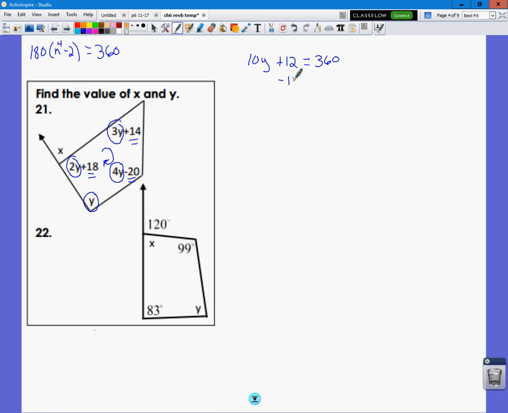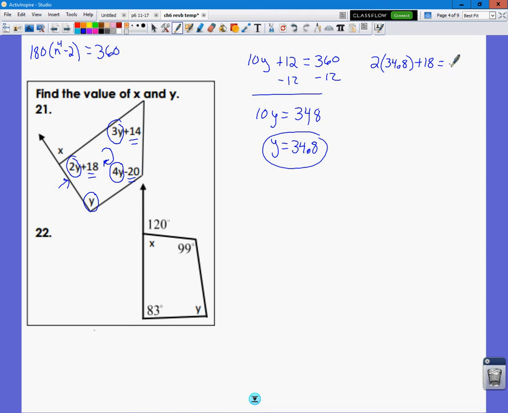If I subtract 12 from both sides then, I have 10y is equal to 348. And when I divide by 10, I get y equals 34.8. Again, there's nothing wrong with getting a decimal for y. I come over here and I plug that in. So really what I'm taking is 2 times 34.8 plus 18.